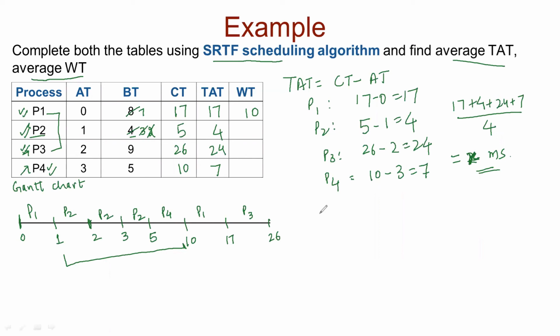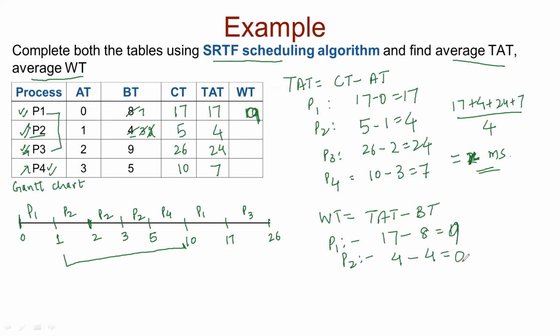Now let's find the waiting time. Waiting time is turnaround time minus burst time. For P1, turnaround time is 17 and burst time is 8, which gives 9. The waiting time is 9. Next, for P2, turnaround time is 4 and burst time is 4, which is 0.